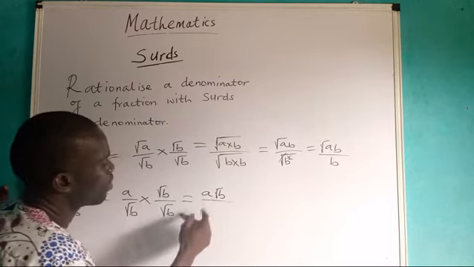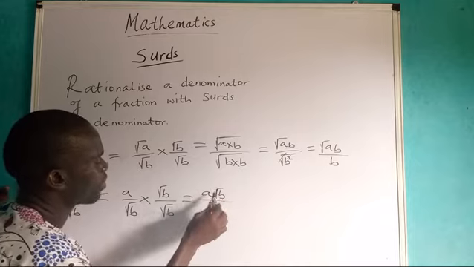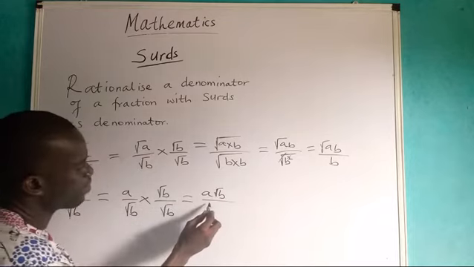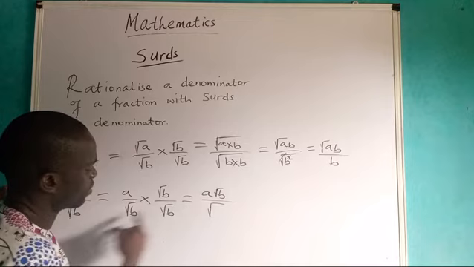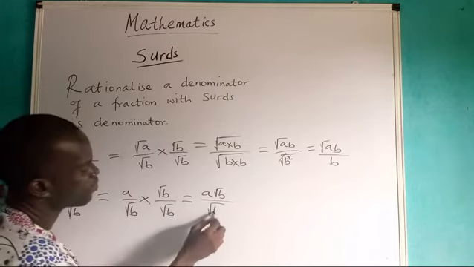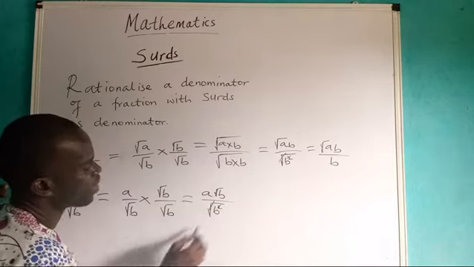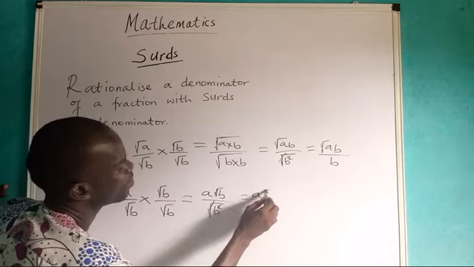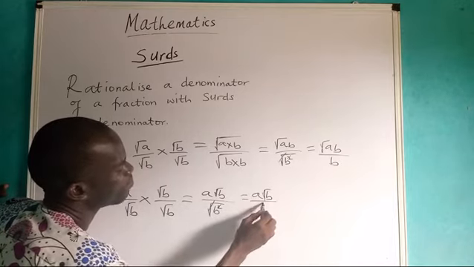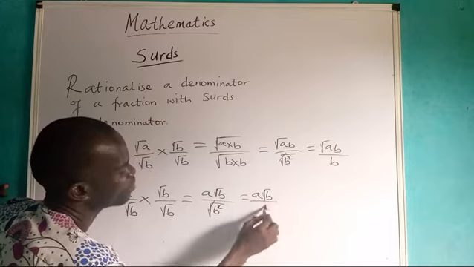Okay, now let us see the one under. Here we have roots. This one becomes root B times root B, which becomes B squared, and the square here cancels the root. We have what? A root B over B. This one becomes your final solution.